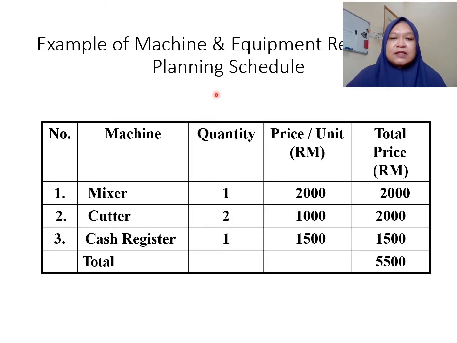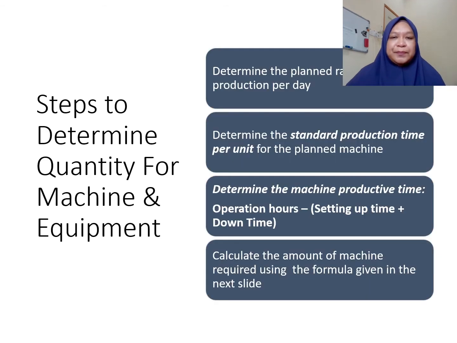So this is the example for the machine and equipment requisition. How many machines and equipment do you need? You don't want to buy too many, because you just started a business. You just want to buy enough, and make sure it's enough to produce the quantity that you set.